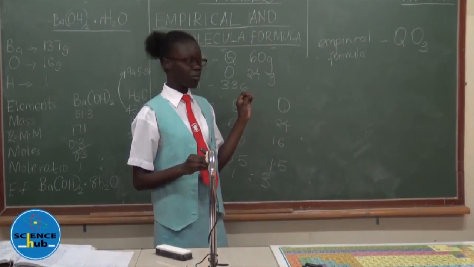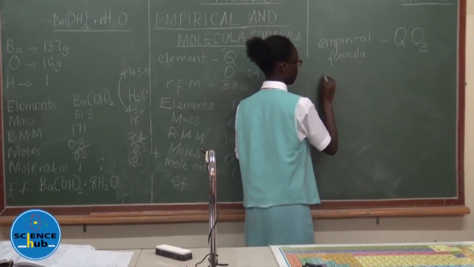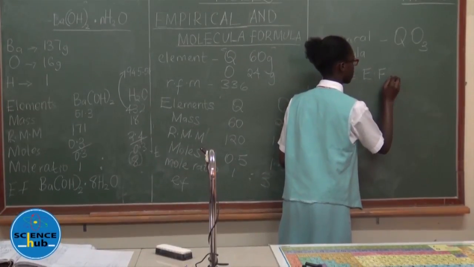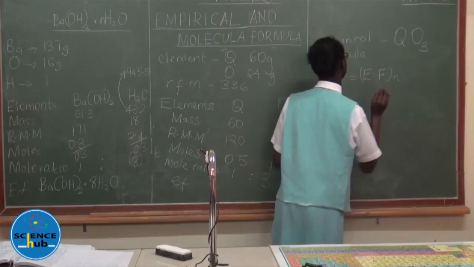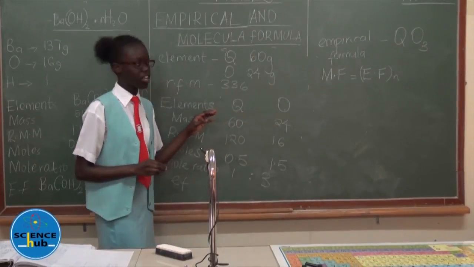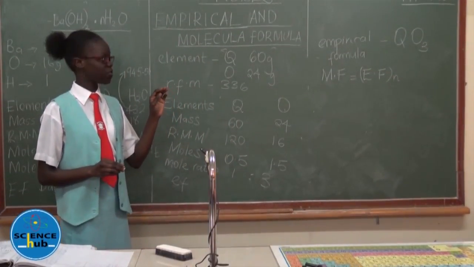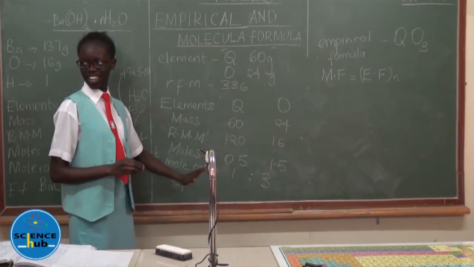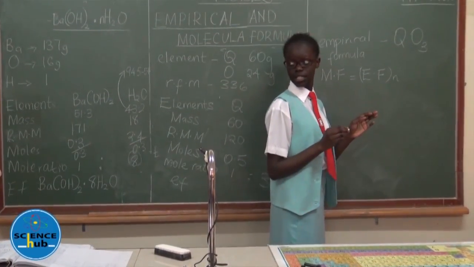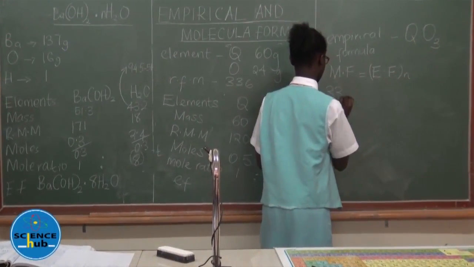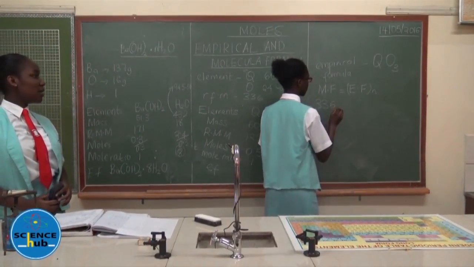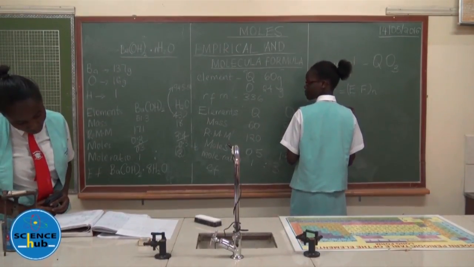Therefore, we've been asked for the molecular formula. We will use this formula: MF, which stands for the molecular formula, is equal to EF times n. We've been given the relative molecular mass of the compound, that is 336. Then we calculate the empirical formula mass, which will be 168.